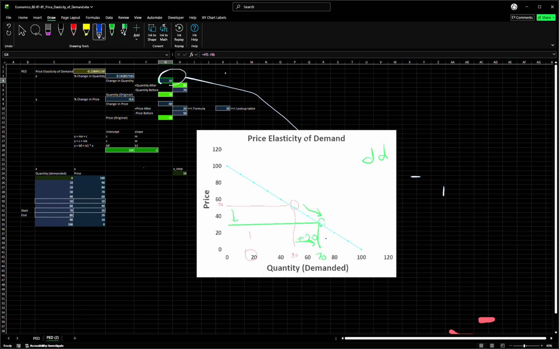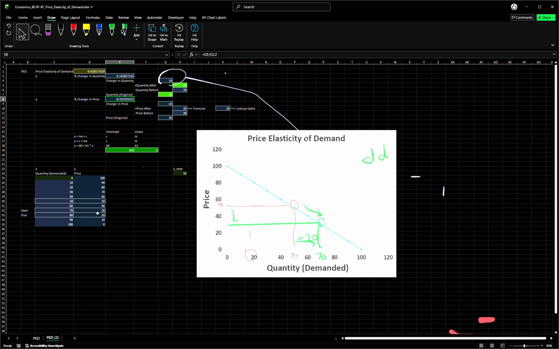Then for the price, the original price we're going to change too. When we change the quantity, actually this price should be a formula. This price must be equal to the intercept plus the slope times the original quantity. So that's going to change from 70, 30 to 80, 20. It is calculated here as 20.